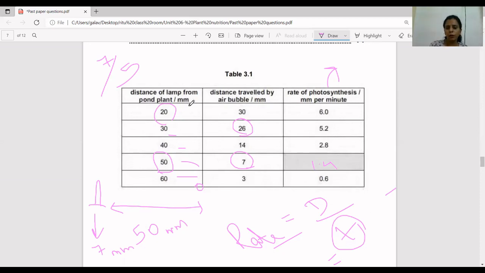So remember, by looking at the table here, you can understand that as the distance between the experimental setup and the lamp is increasing, the distance traveled by the air bubble downwards in the capillary tube is decreasing. That means the amount of oxygen gas which is produced is less. Lesser amount of oxygen gas means the rate of photosynthesis is less.